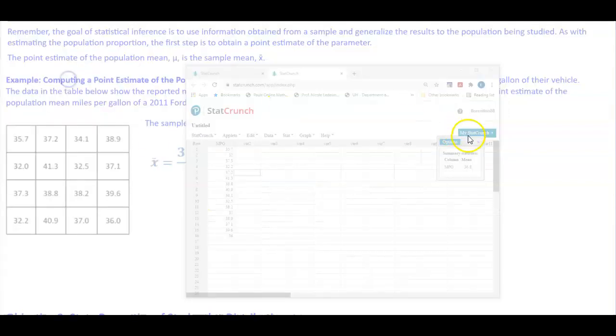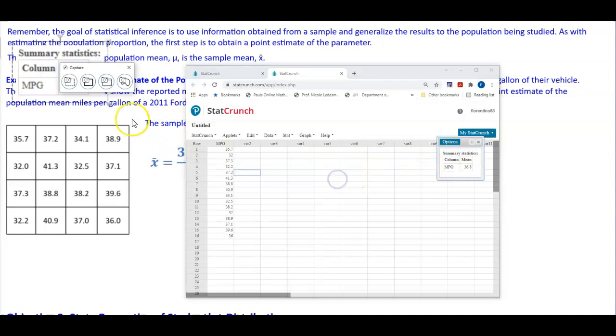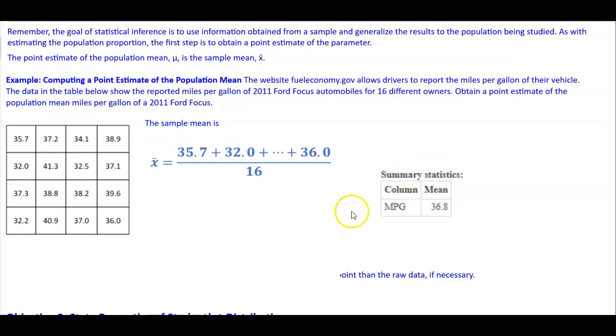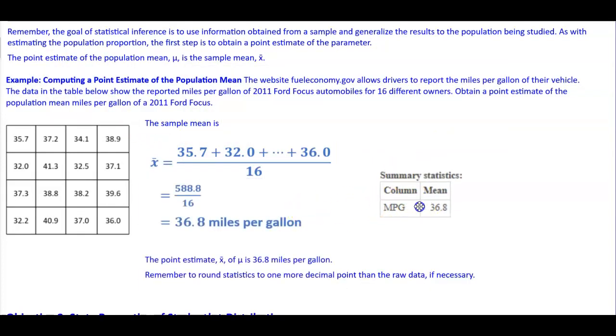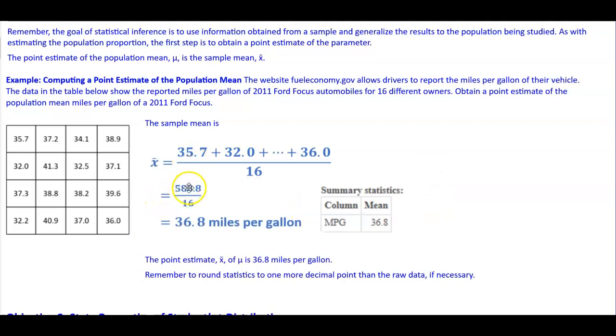Okay, and so I'm going to go ahead and copy this. We get the mean to be 36.8. And so that means that if we did this by hand, 588.8 divided by 16 gives us 36.8 miles per gallon. So the point estimate, x bar, of the population mean is 36.8 miles per gallon.